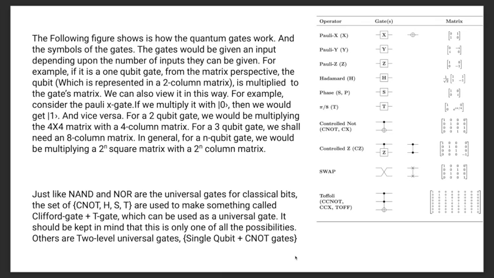Now, I can hear a question. We all know that NAND and NOR gates are the universal gates in classical bits. What about universal quantum gates? There are various ways to do it, but the most used one is the C0 gate, H gate, S gate, and T gate.